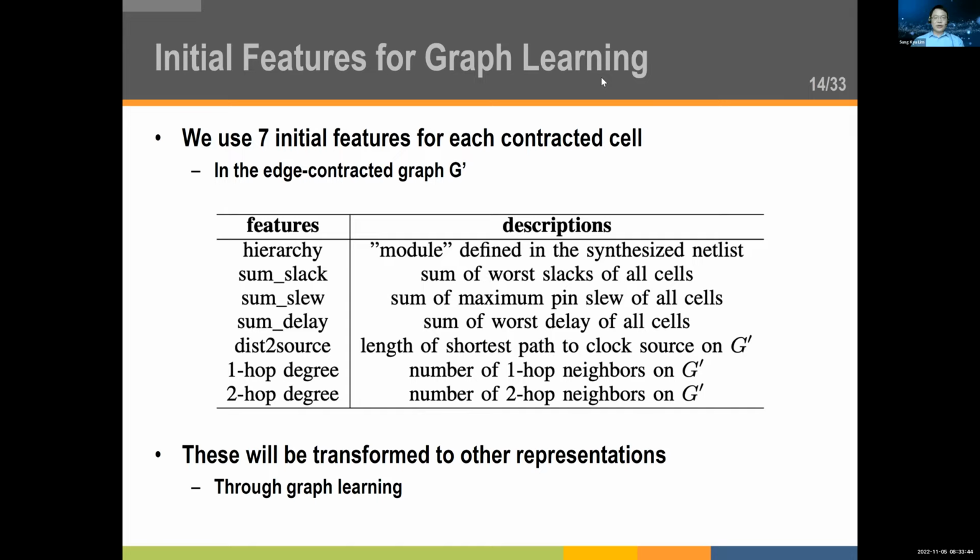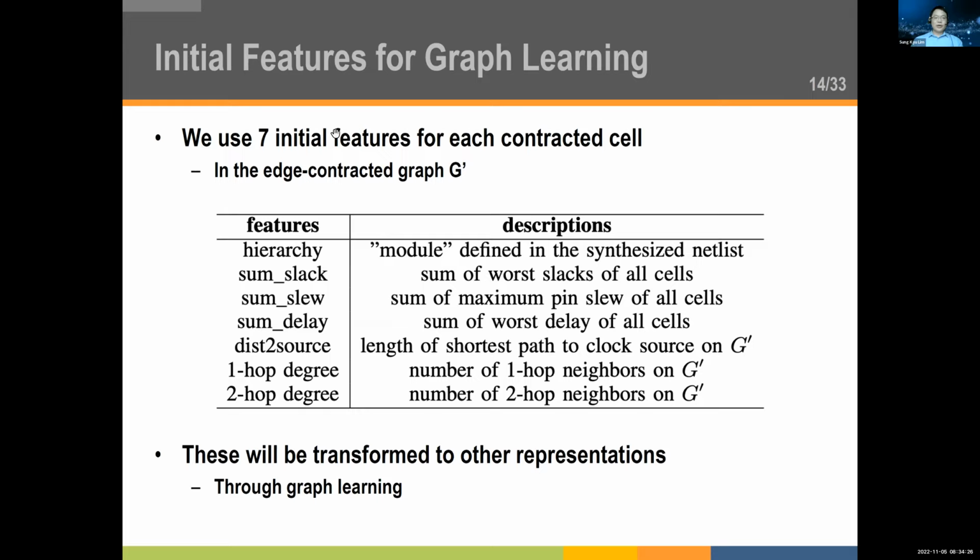So I told you that before we do GNN learning, we clustered individual gates to form small size clusters, right? So then within a single node in a cluster, you have multiple gates. So you would sum up basically worst case timing slack. Then pin slew information, delay information. So this is all timing related information, which is already available, because if you finish your intermediate 2D design, then you already have all that timing information available.